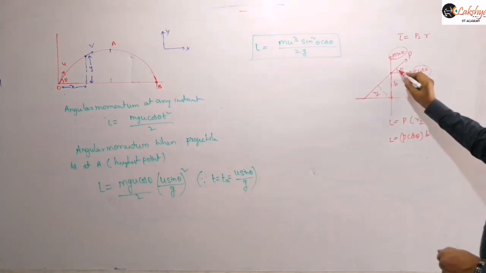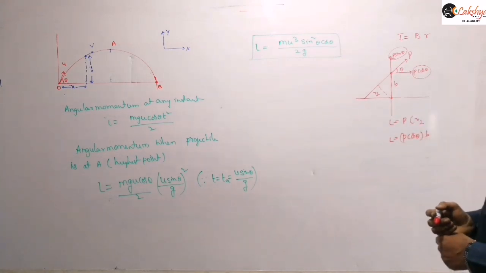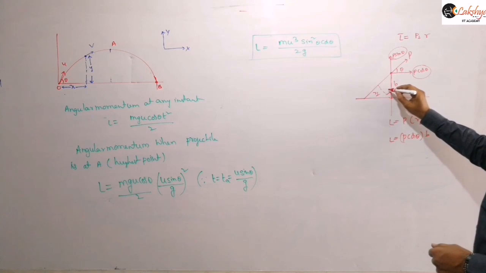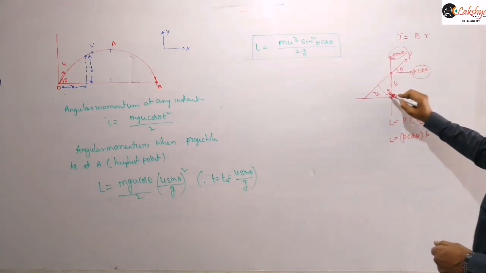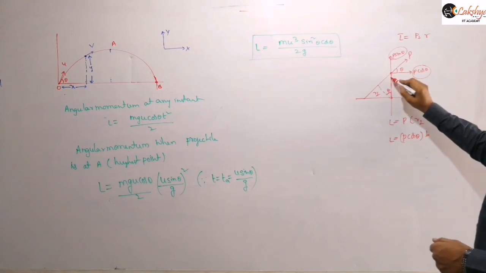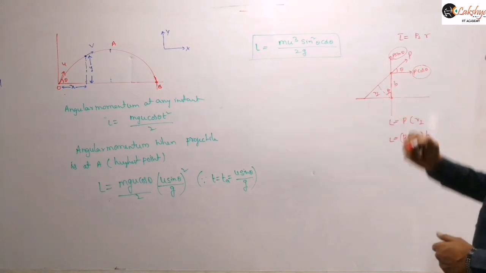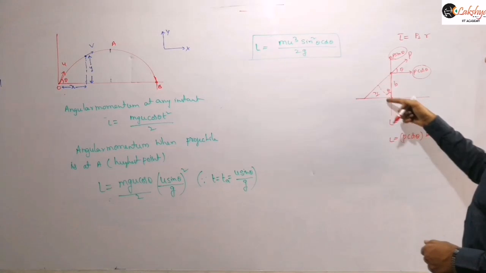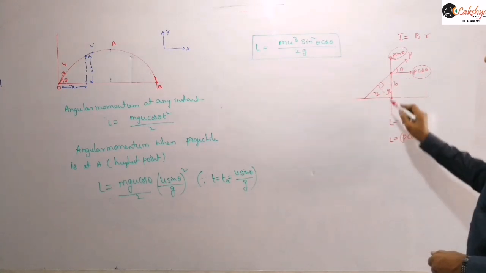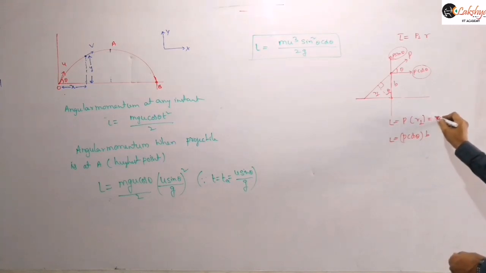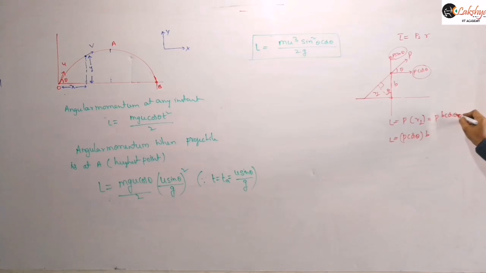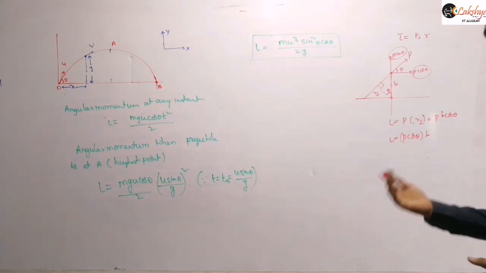Let us see this. If this angle is theta, then here this angle will be theta, right? In this triangle, if this angle is theta, then this angle will be theta, because this will be 90 minus theta. So in this right angle triangle, this is the right angle, this is the adjacent side and this is the hypotenuse. According to this definition, p into r perpendicular is nothing but d cos theta. So both are the same.